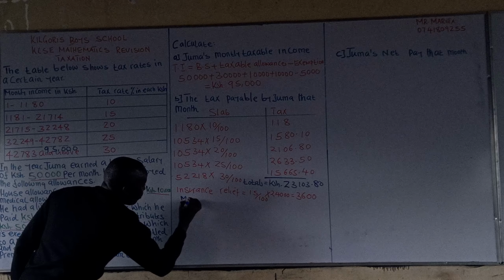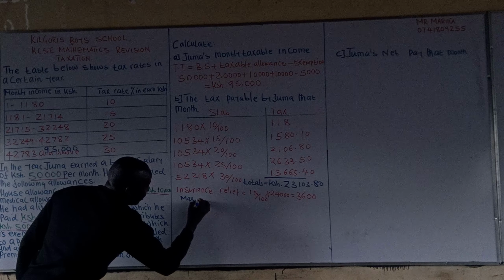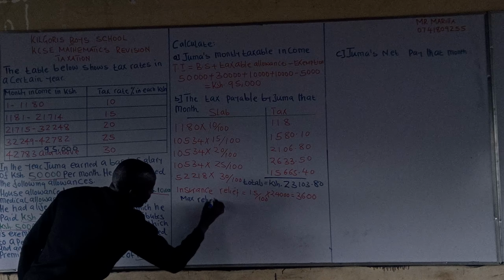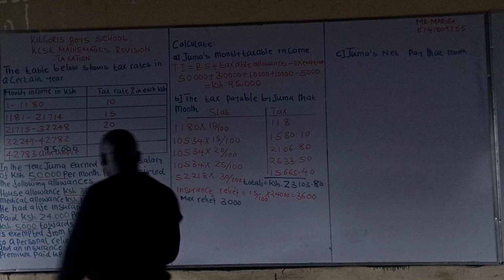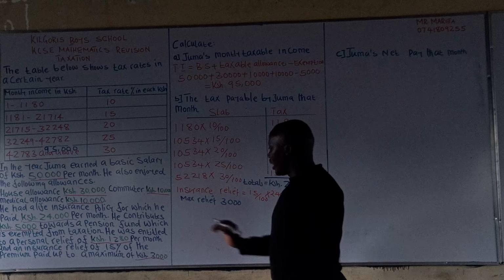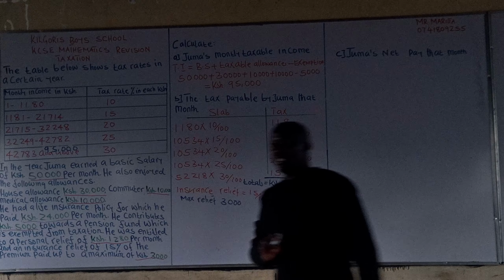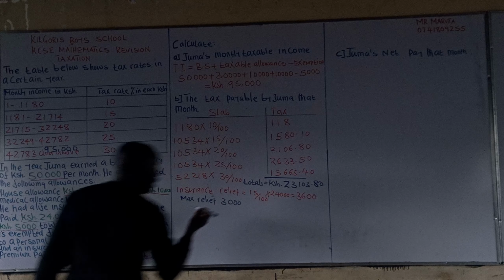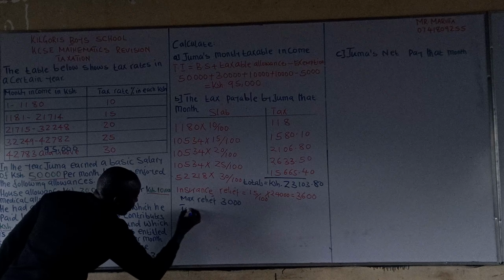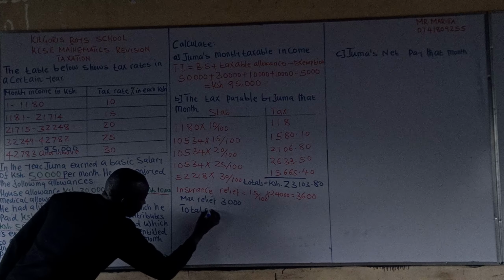The maximum payable relief, maximum relief in that case, is 3,000 because the maximum relief here is 3,000. Then we have the personal relief of Kenya shillings 1,280. So we have now the total reliefs. We must have the total reliefs.